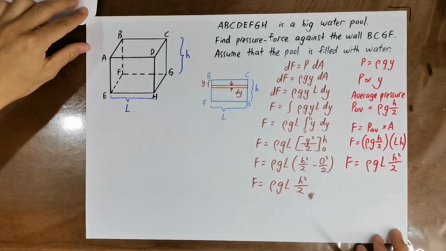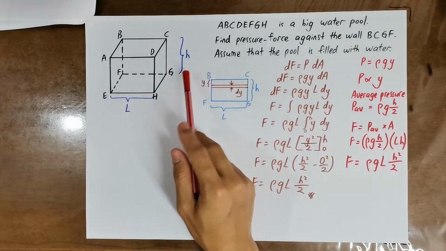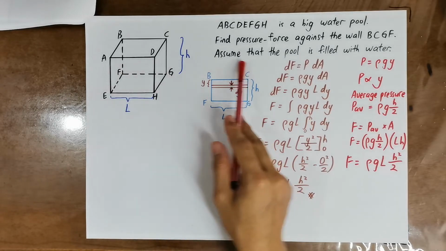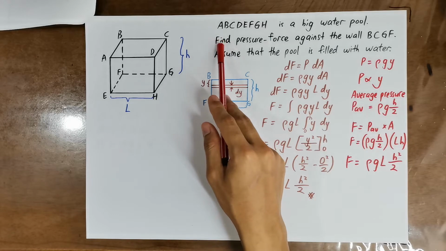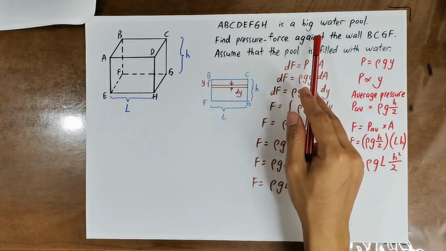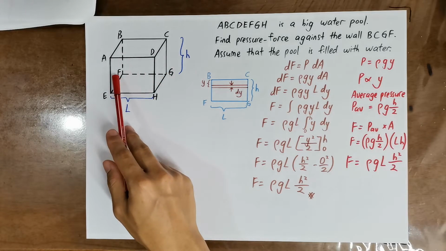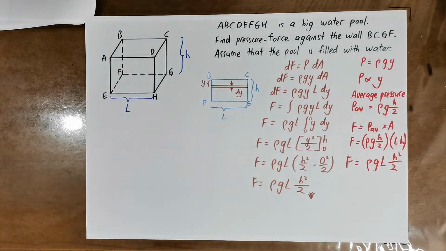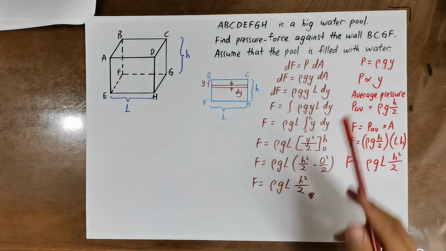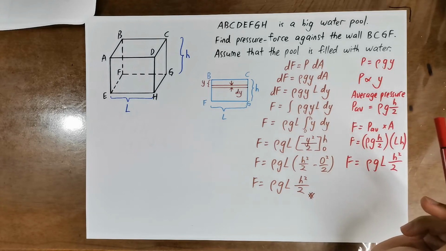Okay, now assume that this is a very big swimming pool, and this pool is filled with water. Please find the pressure force acting on the wall BCGF. First and foremost, you know that the water pressure is rho gh, rho gy.